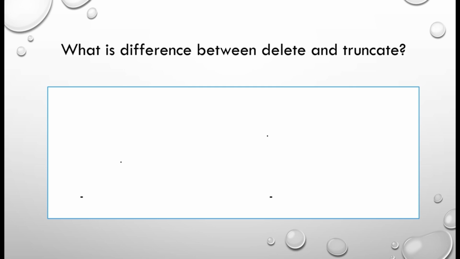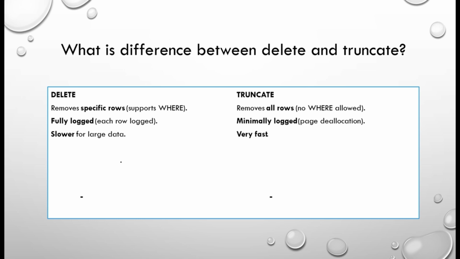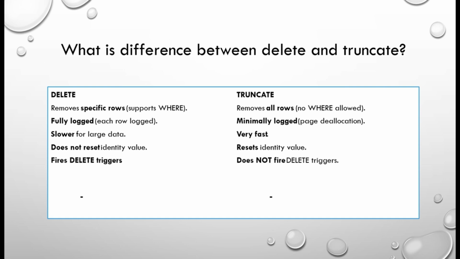The next question is, what is the difference between delete and truncate? Delete removes specific rows by using a where condition. Truncate removes all the rows because no where condition is allowed here. In delete, each row gets logged, but truncate is minimally logged. Delete is slower for large data. Truncate is very fast. Delete does not reset the identity value. Truncate resets identity values. Delete fires delete triggers. Truncate does not fire delete triggers.